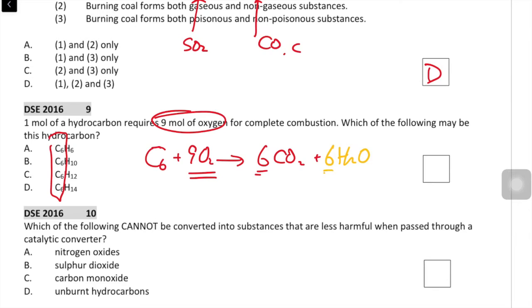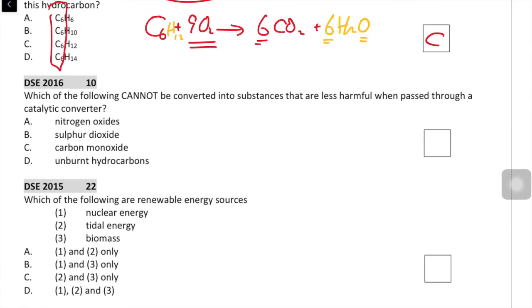So only balancing the number of oxygen is okay. Because we have 6 water, so you can get the answer. It should be 12 hydrogen. So the answer will be C.